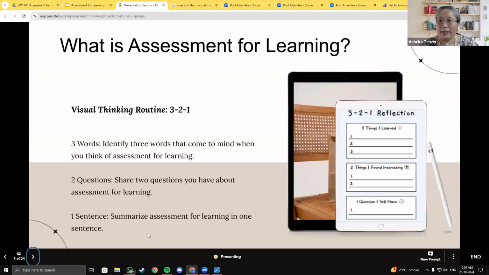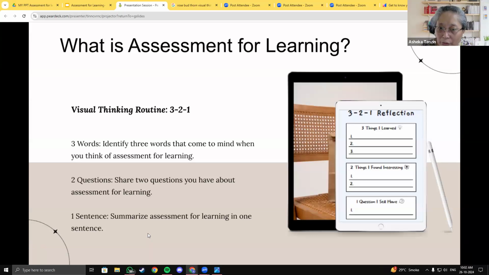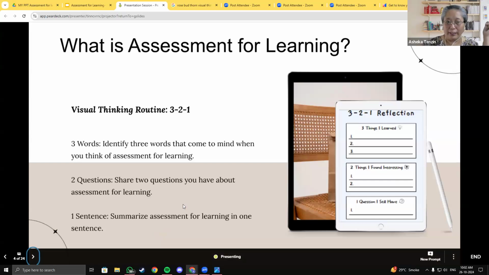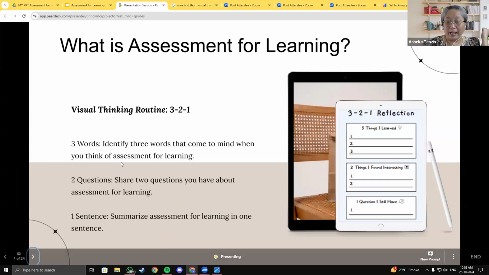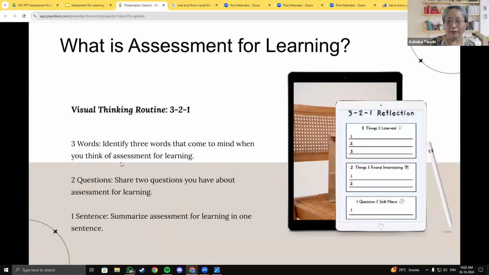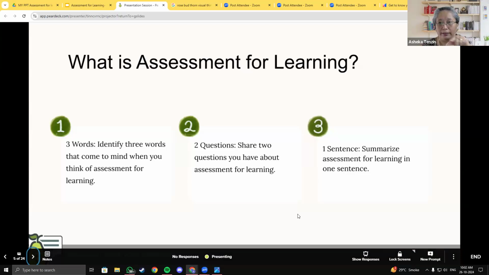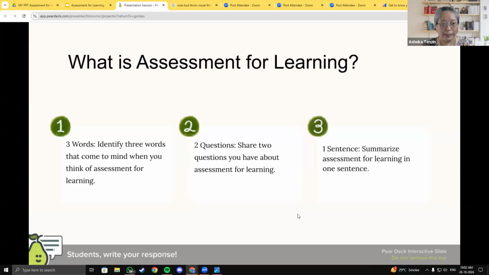Now, to my session about assessment for learning. My question to you is, what is assessment for learning? When you read this question, what are the three words that come to your mind? And please share two questions that you have about assessment for learning and one sentence to summarize assessment for learning. I would want you to do this on this particular sheet. There is access for entering text and writing your answers.